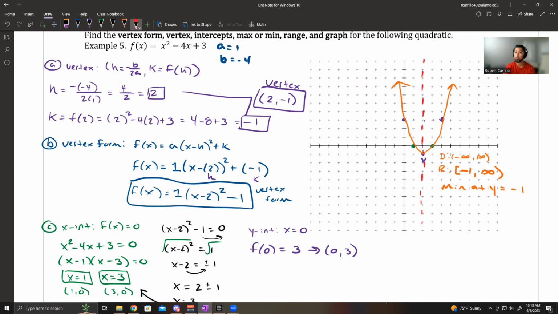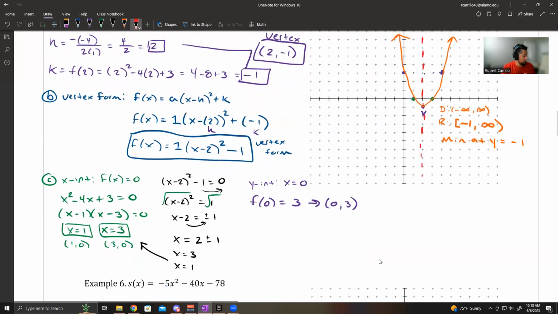And just to label your axis of symmetry, it is x equals 2. That's your axis or line of symmetry. Cool. All right. And those are all the steps to graph your quadratic function.